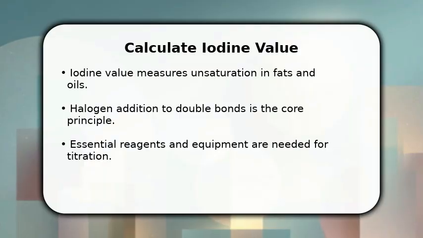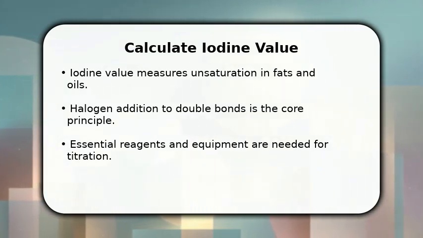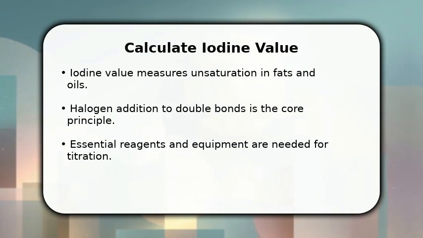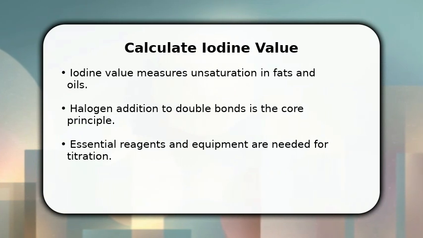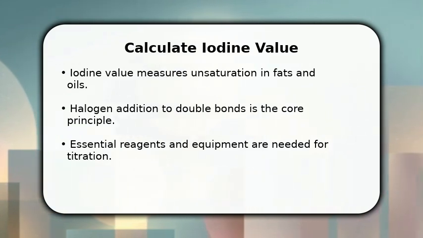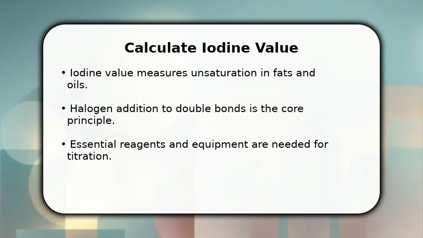Enjoy the video. In this video, I will explain how to calculate iodine value. First, understand that iodine value quantifies the degree of unsaturation in fats and oils, indicating the number of double bonds present. The fundamental principle involves the addition of halogens, specifically iodine monochloride from Wijs solution, across these double bonds.